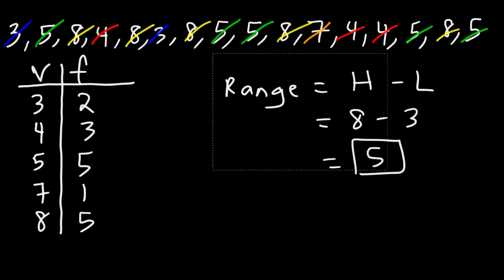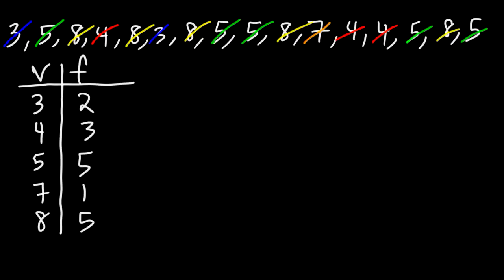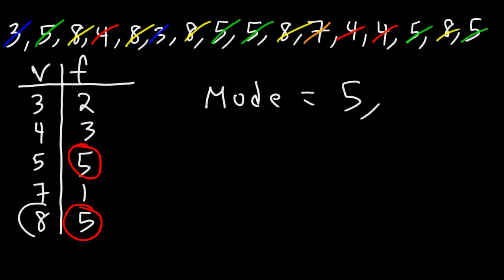So in this example, the range is going to be 8 minus 3. Now what about the mode? How can we use the frequency table to calculate the mode? The mode is basically the number in the data set with the highest frequency. So in this case, there's 2 such numbers because the highest frequency is 5. So this is going to be a bimodal data set, meaning that it has 2 modes. The value of the first one is 5, and the value of the second mode is 8.